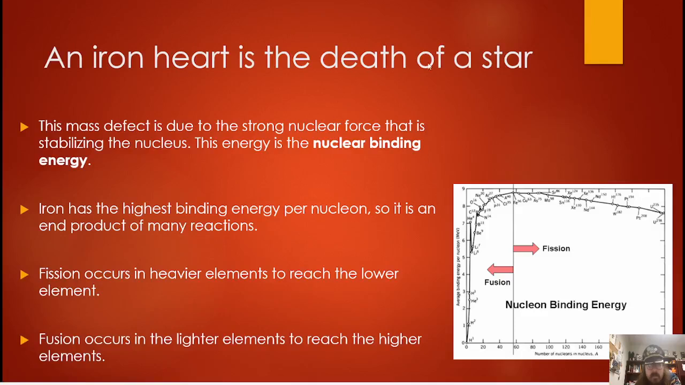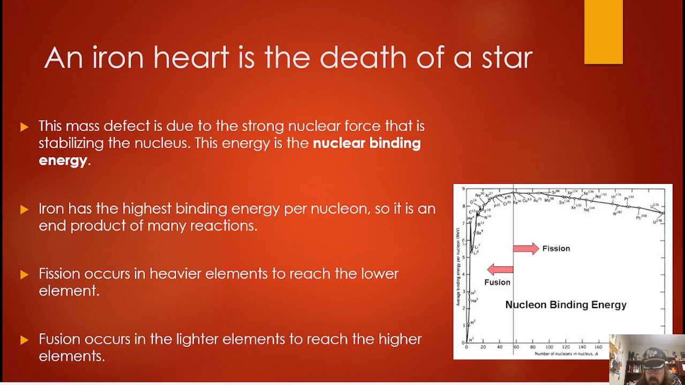So the last thing I'll talk about, and that's where I'll leave you, is that, as I said, the iron heart is the death of a star. That idea that iron is the magical tipping point where most of the reactions stop, because the mass defect is due to the strong nuclear force that is stabilizing the nucleus. The energy that binds this together. As we move from left to right, the nuclear binding energy is going up.